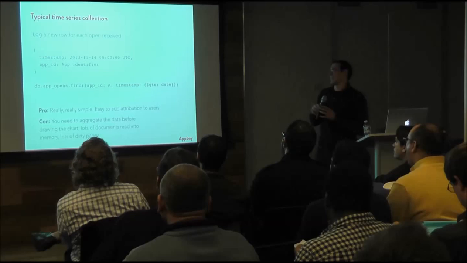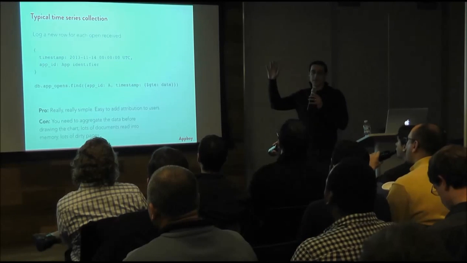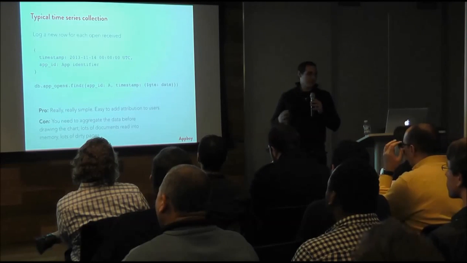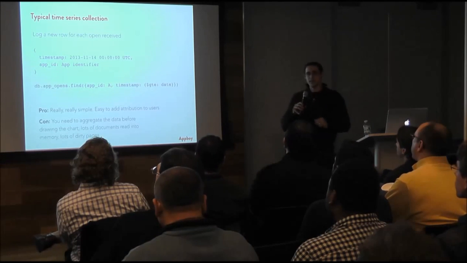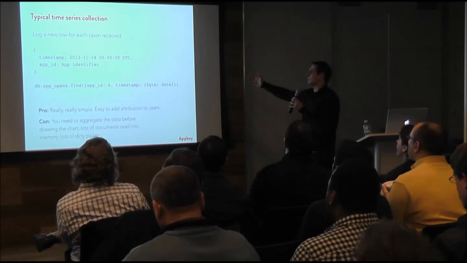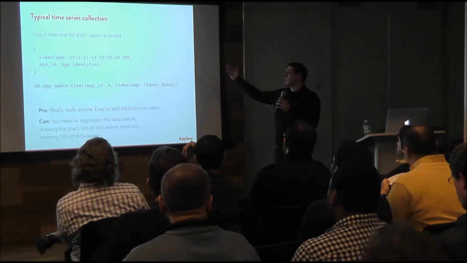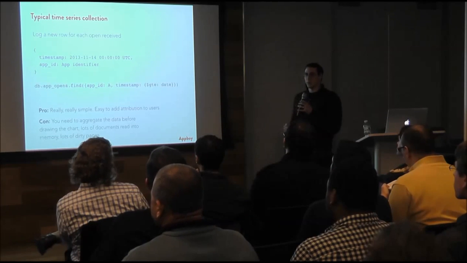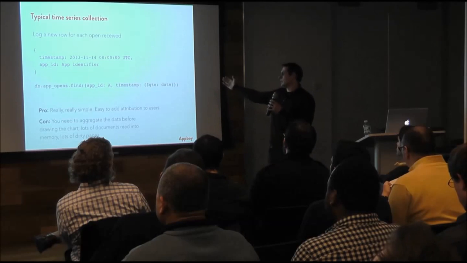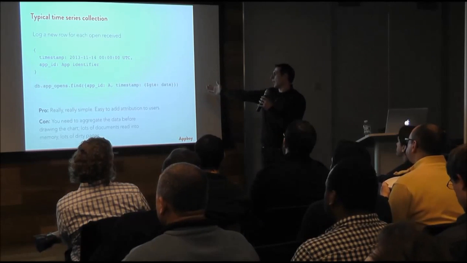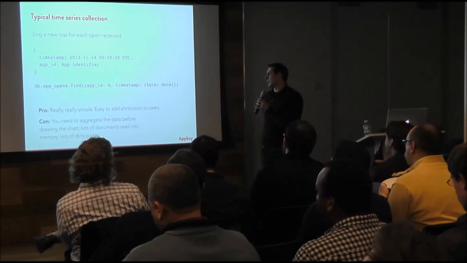So a typical time series collection, you can see this in any kind of database technology, relational database, Mongo, is you're basically going to have a timestamp and then some identifier. So a very naive implementation. You can see here, you log a new row every time a piece of data comes in. And then if you wanted to find the number of app opens you had after a certain date, you can just do this query to look at how many opens this app had after some date.